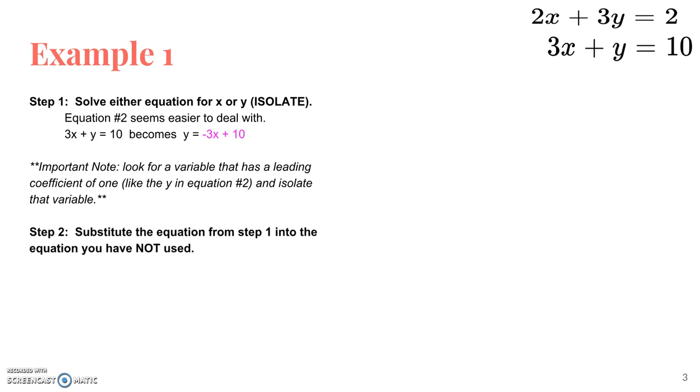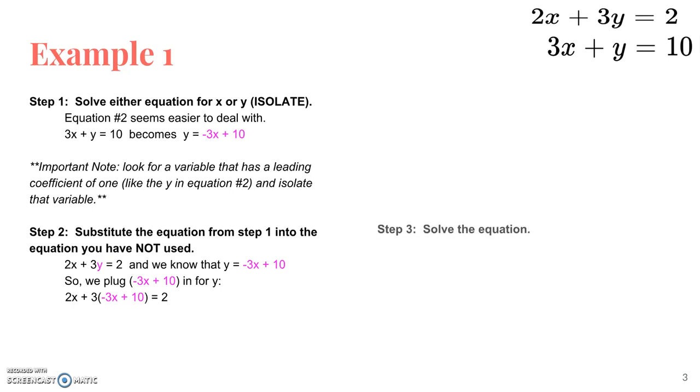For step 2, you want to substitute the equation from step 1 into the equation you have not used. So for us, that's equation 1. So I'm going to take my first equation, 2x plus 3y equals 2, and we know that y equals negative 3x plus 10, and I'm going to plug or substitute negative 3x plus 10 in for y. In doing so, I'm going to get this equation below. 2x plus 3, in parentheses, negative 3x plus 10 equals 2.